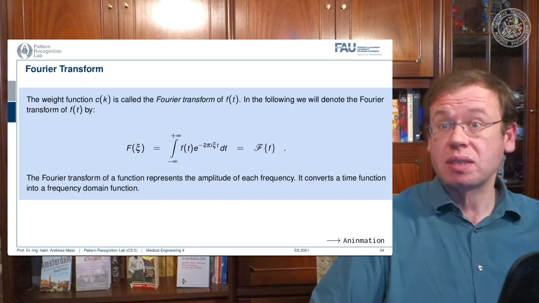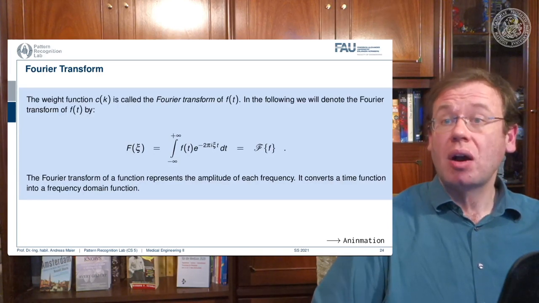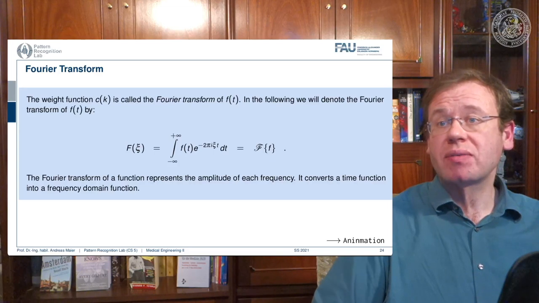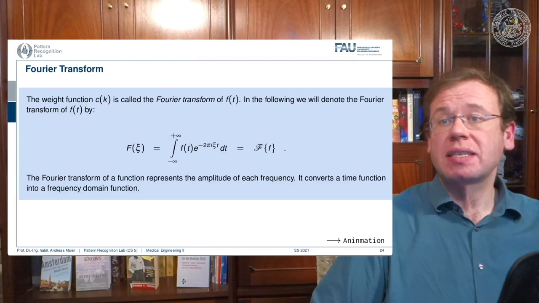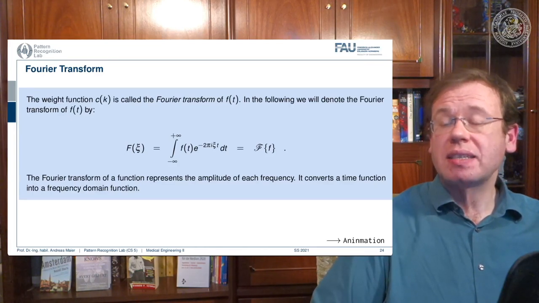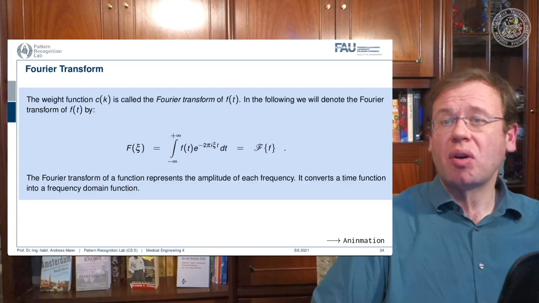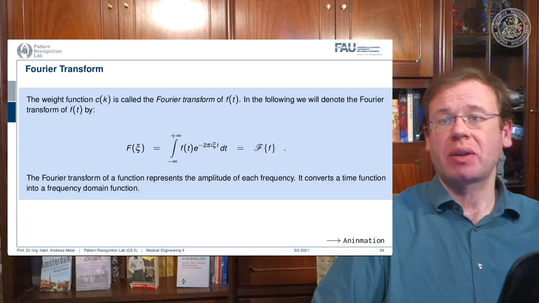So now we get values for a continuous frequency variable, and they're still computed as an integral, but now from minus infinity to plus infinity because of the infinite period length of f of t, times, and now our sine and cosine are wrapped up in this Euler notation, e to the power of minus 2 pi i, and here we need xi for the frequency variable and t for the time variable. And we integrate over dt, and this delivers the Fourier transform of f. So the Fourier transform of a function represents the amplitude of each frequency. It converts a time function into a frequency domain function.